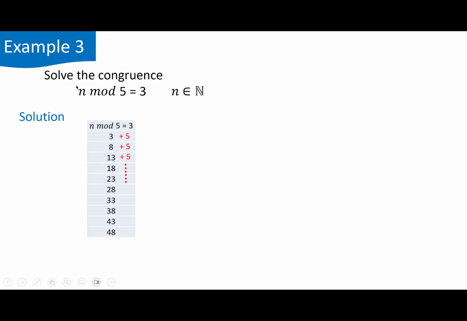Take 8. 8 mod 5, obviously, is 3. If you divide 8 by 5, the remainder is 3. If you take 18, take 23. 23 mod 5: you divide 23 by 5, you get 4 times 5 is 20. The remainder is 3. See, these are all the solutions, which can be expressed in this formula: 3 plus 5 times t, where t is an integer greater than or equal to 0.